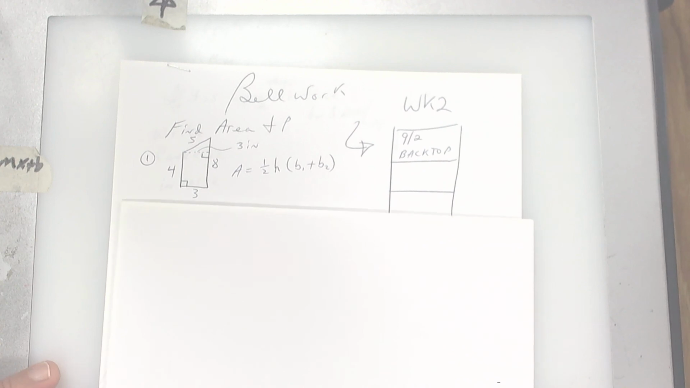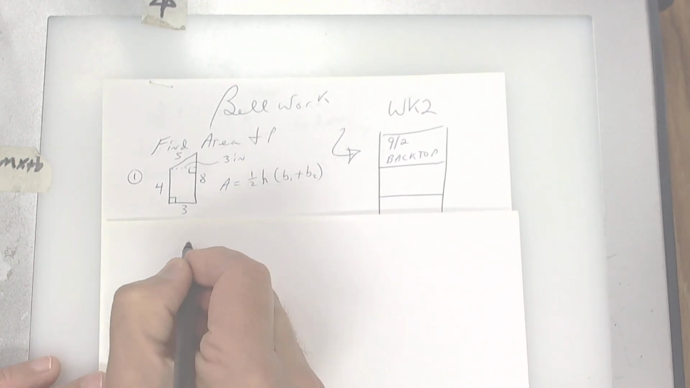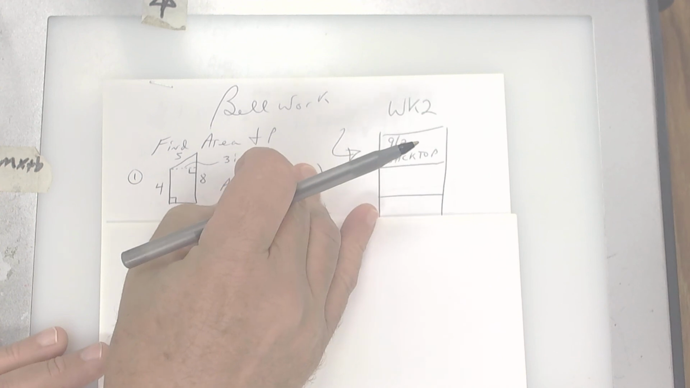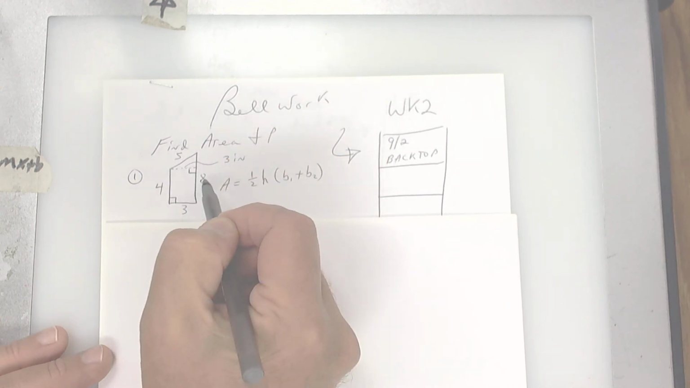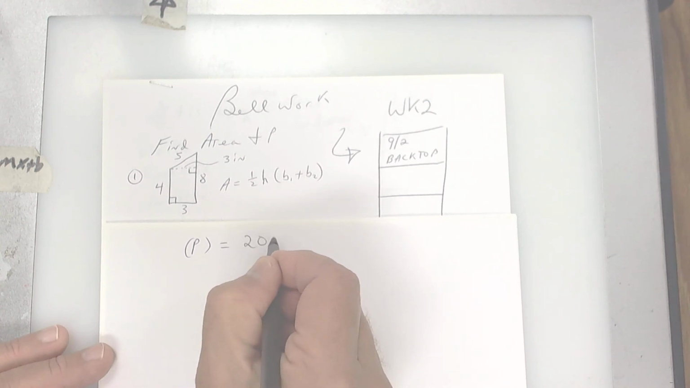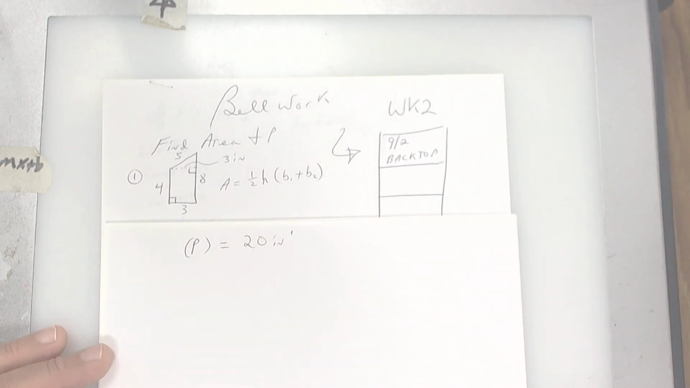Well, perimeter is easy. Do you know what the word perimeter means? Well, it's the distance around, so it's going to be 5 plus 8 is 13, and 3 is 16, plus 4 is 20. So that's going to be 20 inches. You don't need to put the 1 unless you want to.